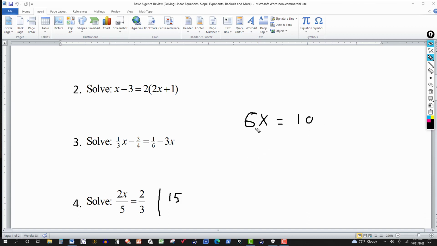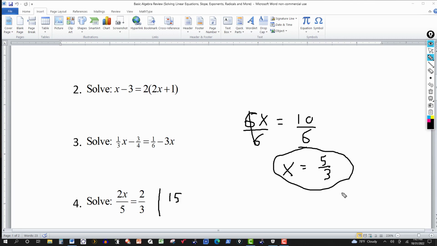Now once I get to this point, I want to get x by itself. So divide both sides by 6. This divides out, giving me x. And here just reduce it. 10 and 6 are both divisible by 2. Divide 2 into 10, I get 5. 2 into 6 gives me 3. So your answer is 5/3.